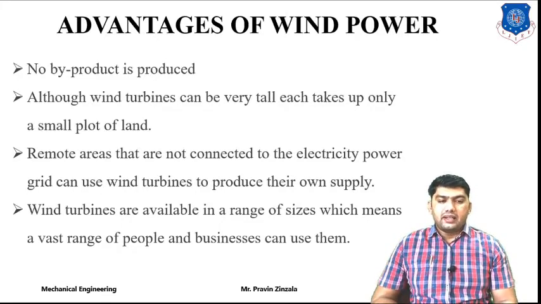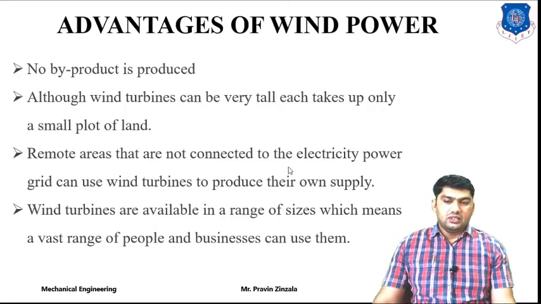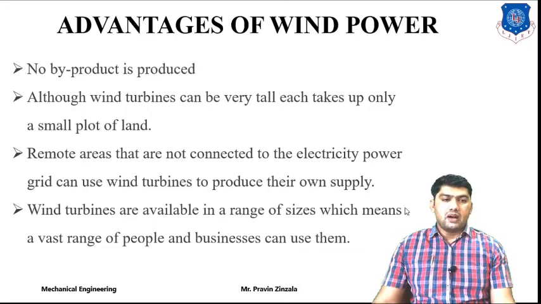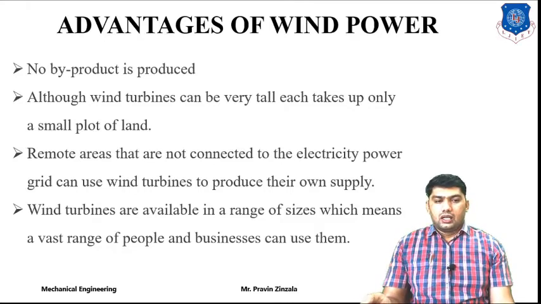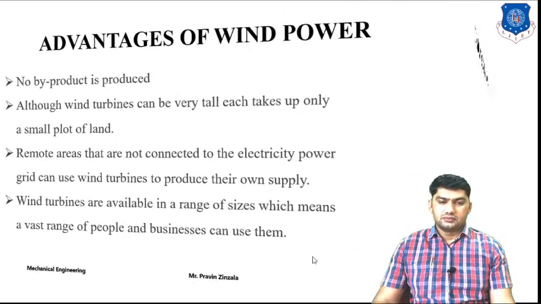For example, mini windmills are now available in the market. We can install a windmill on our terrace and generate electricity or utilize it for different purposes. So there are many advantages of windmills and wind power. It generates minimum air pollution and minimum land pollution compared to a thermal power plant, and we are utilizing a natural source. So it is one type of renewable energy source.